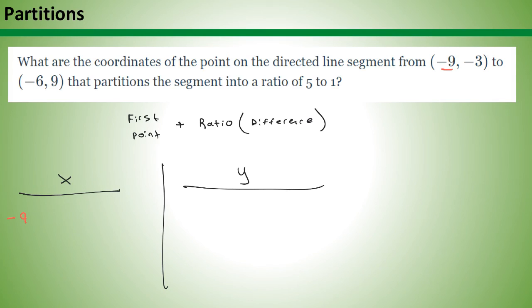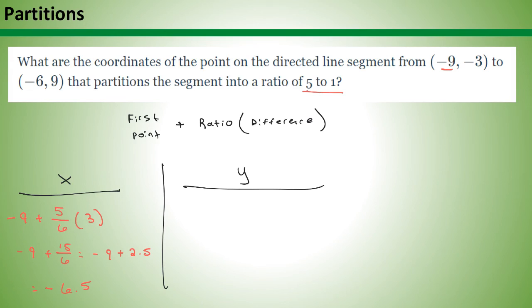So negative 9 plus, if we have a 5:1 ratio, that's going to be written as 5/6. And then going from negative 9 to negative 6, we're actually going up by 3. So now when I multiply this, that's going to be negative 9 plus 15/6, which is really negative 9 plus 2.5. So when I add that together, that is going to be negative 6.5. That is my x value.